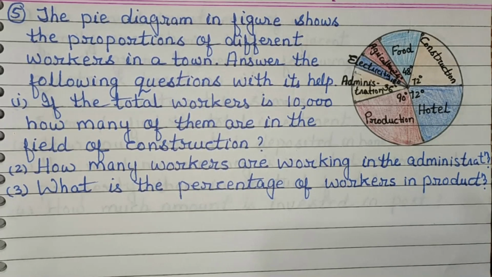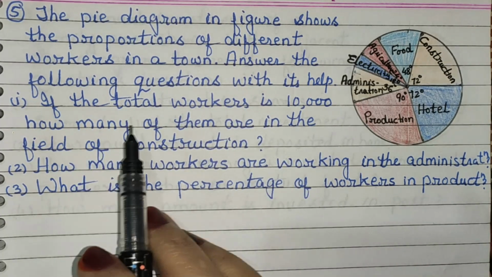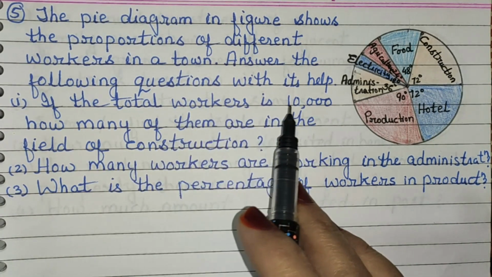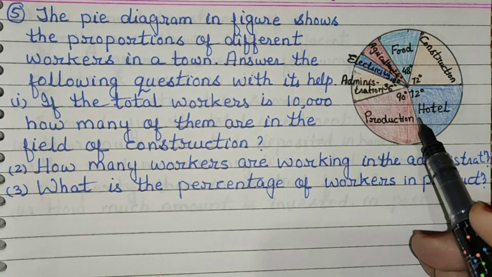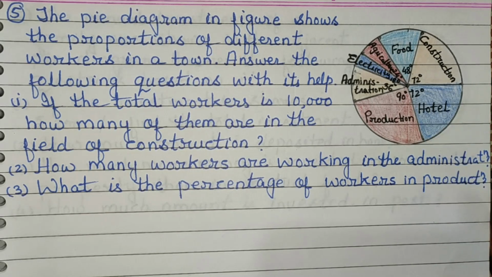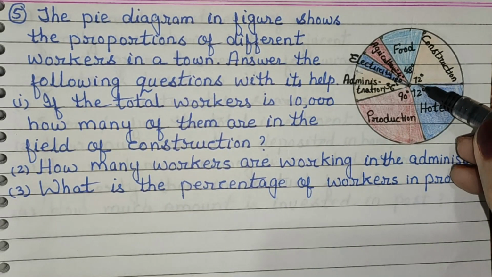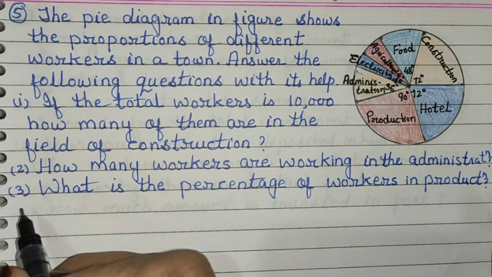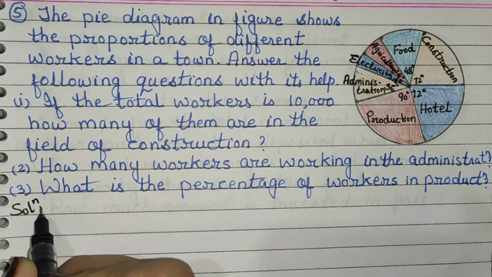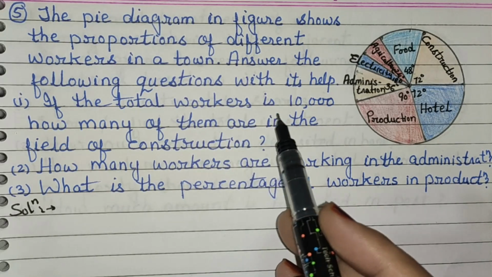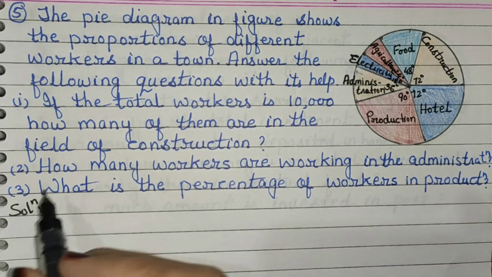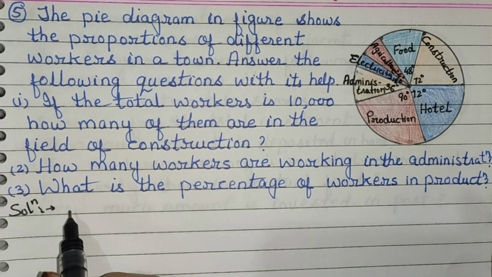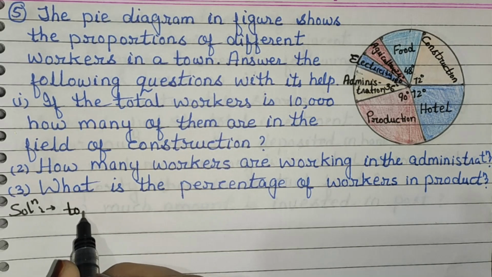Now the next question is, the pie diagram in figure shows the proportions of different workers in a town. Answer the following questions with its help. Now number of questions are given here. Now first look at the pie diagram. Now central angles are given here. Now look at here. First question is, if the total workers is 10,000, how many of them are in the field of construction?